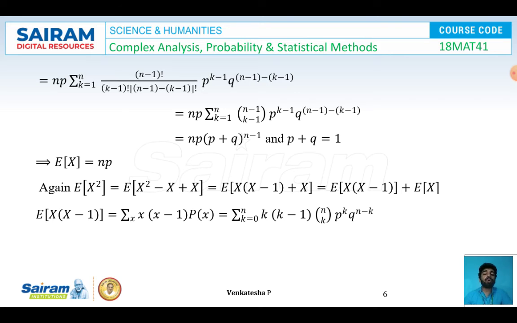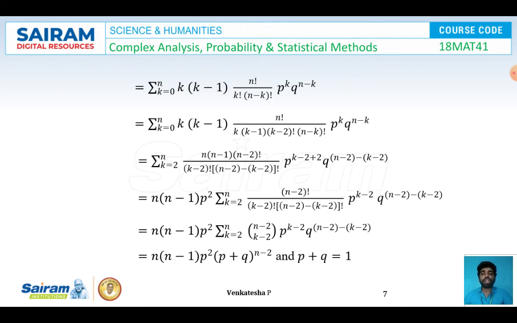Okay, so now I am going to find the value of only expectation of x into x minus 1, because already we got the value of expectation of x as n into p. So for that, I am going to consider expectation of x into x minus 1. This will be equal to summation of x into x minus 1 p of x. So I am going to replace the value of p of x as nck p power k q power n minus k, along with converting x in terms of k variable. So I got the expression summation k from 0 to n k into k minus 1 nck p power k q power n minus k. Okay, now I am going to expand nck again.